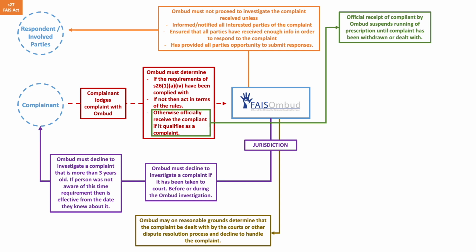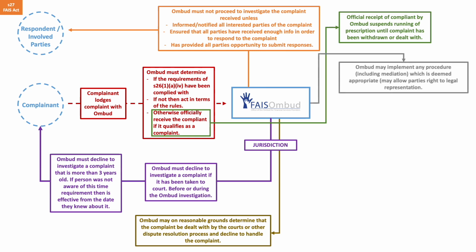A. The Ombud has informed and notified all interested parties of the complaint. B. The Ombud has ensured that all parties have received enough information about the complaint in order to respond to the complaint. C. The Ombud has provided all parties with opportunity to submit responses. The Ombud may implement any procedures, including mediation, which is deemed appropriate and may allow parties the right to legal representation.